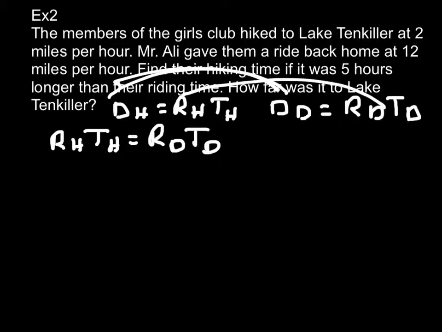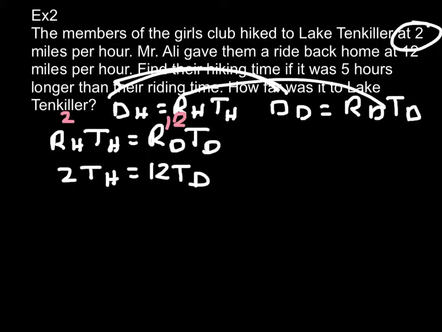All right, what information do we know? Well, they hiked at 2 miles an hour. So I know that the rate they hiked at, that's a 2. And the rate that they were driven home was 12. So I know that's a 12. So I'm going to rewrite this. We don't need the RH there anymore, because that's what 2 is. All right, so we have 2 TH equals 12 TD.